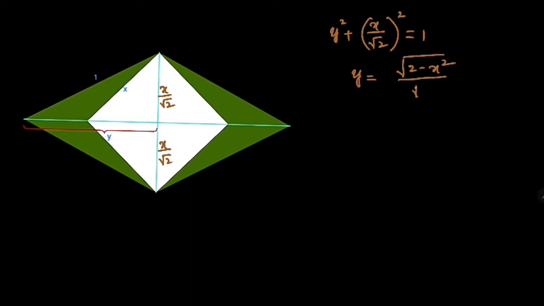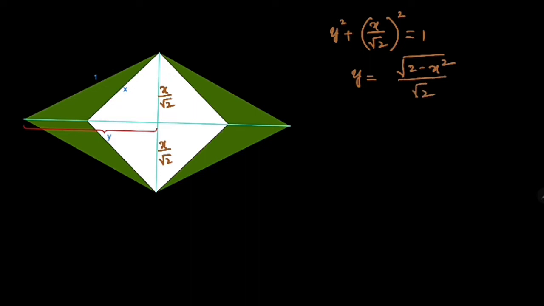Okay. From Pythagoras theorem, we can find out the value of y from the figure, that is y square plus (x by root 2) whole square equals 1. From this, you will get the value of y as square root of (2 minus x square) by root 2.